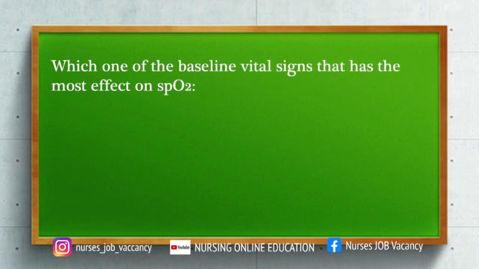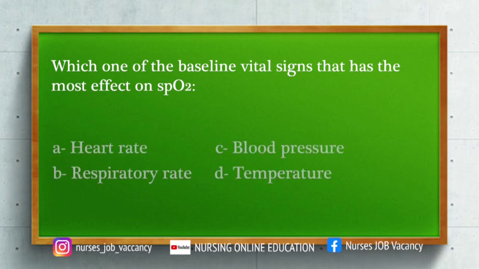Next question. Which one of the baseline vital signs has the most effect on SpO2? A. Heart rate. B. Respiratory rate. C. Blood pressure. D. Temperature. The right answer is B. Respiratory rate.